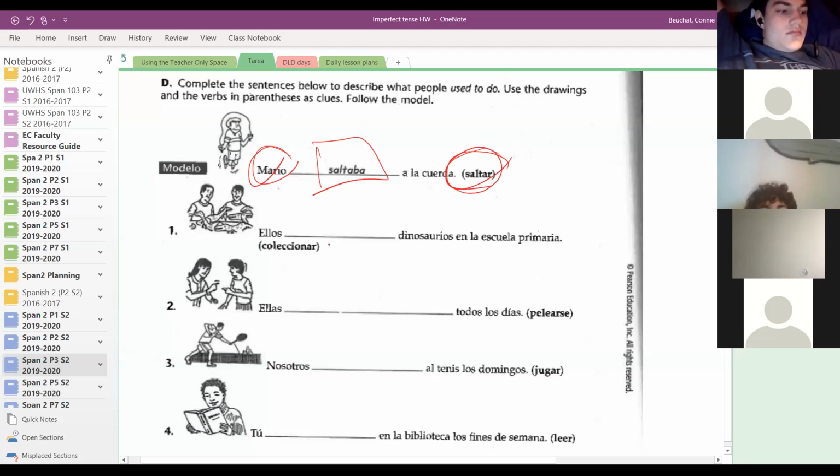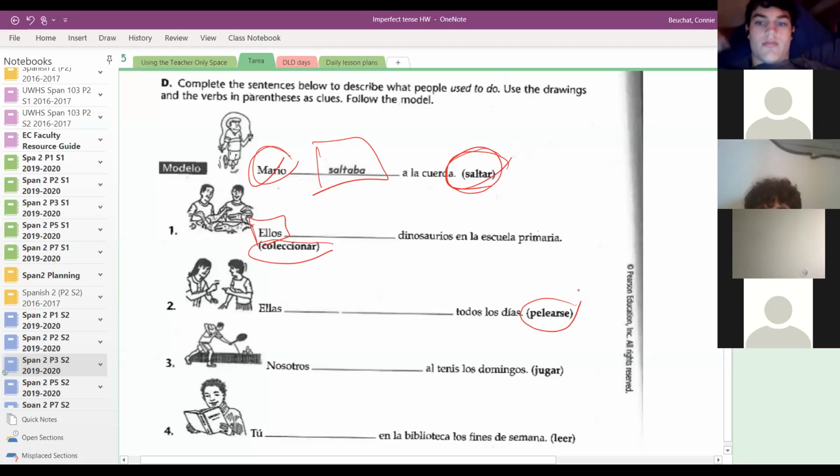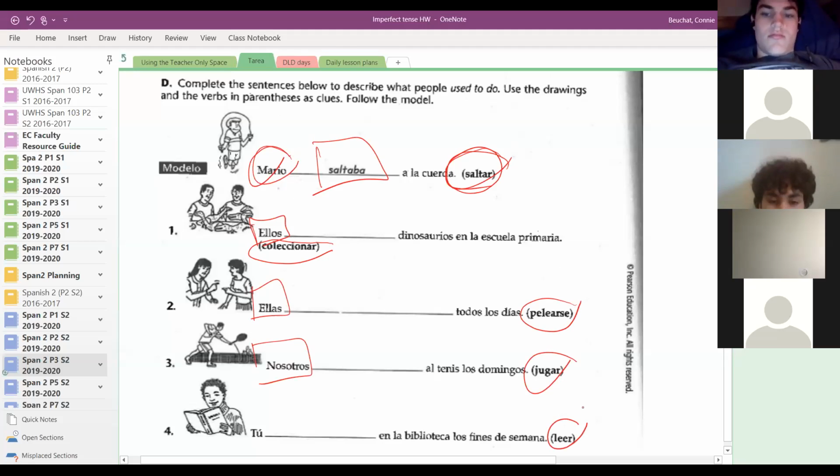So for number 1, your verb is coleccionar and your person is ellos. Number 2, your verb is pelearse. Remember, it's a reflexive. Pelearse, and the person is ellas. On number 3, the verb is jugar. The person is nosotros. On number 4, the verb is leer, and the person is tú. So do you understand what we have to do on D? Yes.